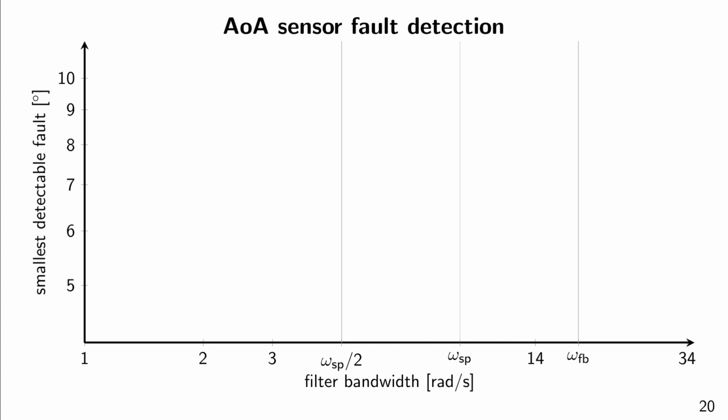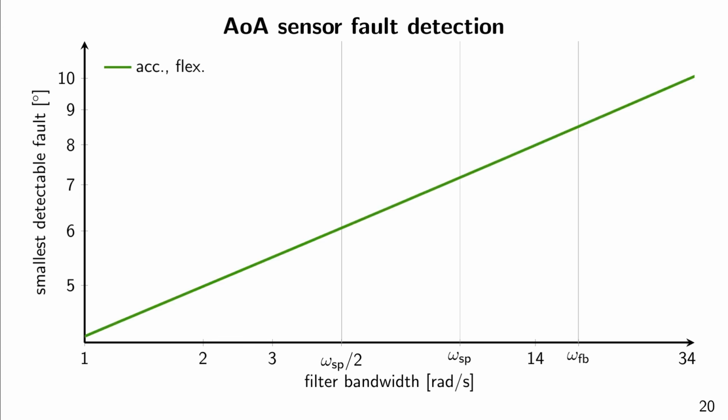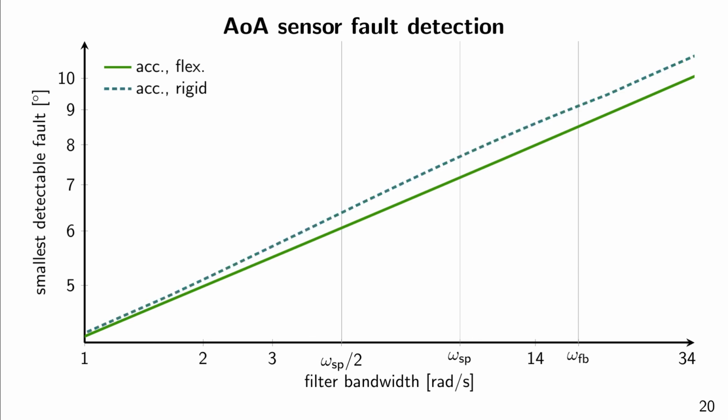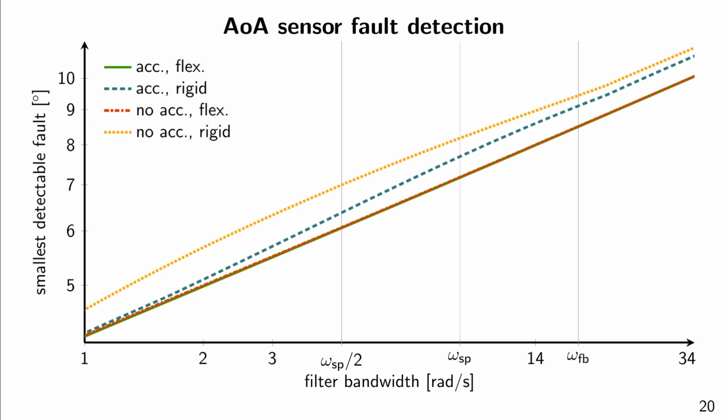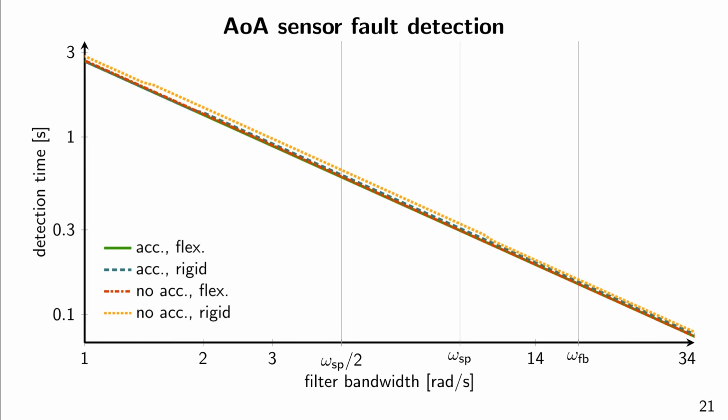The angle of attack sensor fault detection is not very much affected by the model uncertainty, nor by the choice of the design model. The best performance is again achieved when the flexible model and all the sensors are employed. The switching to the rigid model doesn't result in a significant change. Even when the acceleration measurements are omitted, the performance curves stay relatively close together. We conclude that good performance is attainable using the rigid model with the acceleration measurements. For the detection time, the curves are very close to each other for all cases. A reasonable choice is again the rigid model with the acceleration measurements.